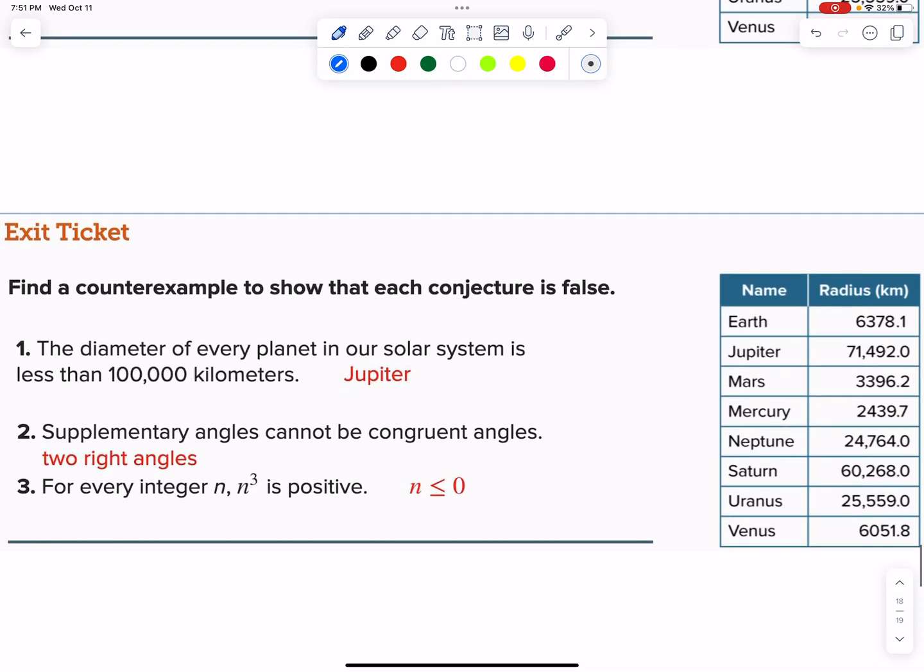So there you have it. Again, make sure you ask questions on the practice set if you have any. Please make sure you understand those big terms today: conjecture, inductive reasoning, and counterexamples.